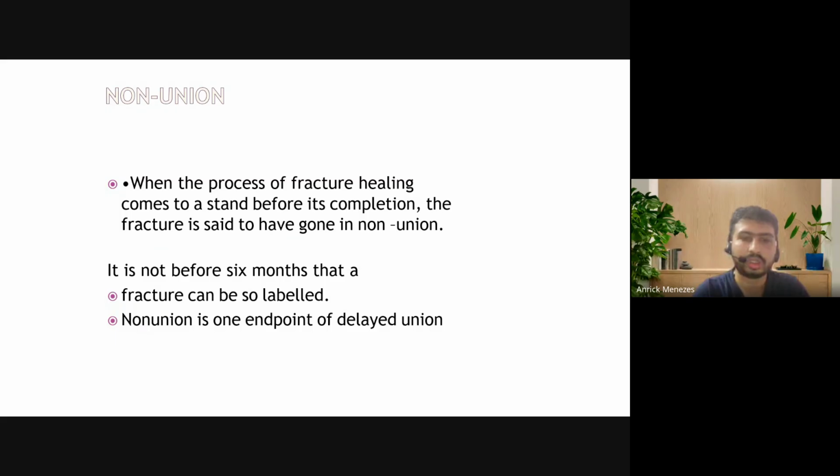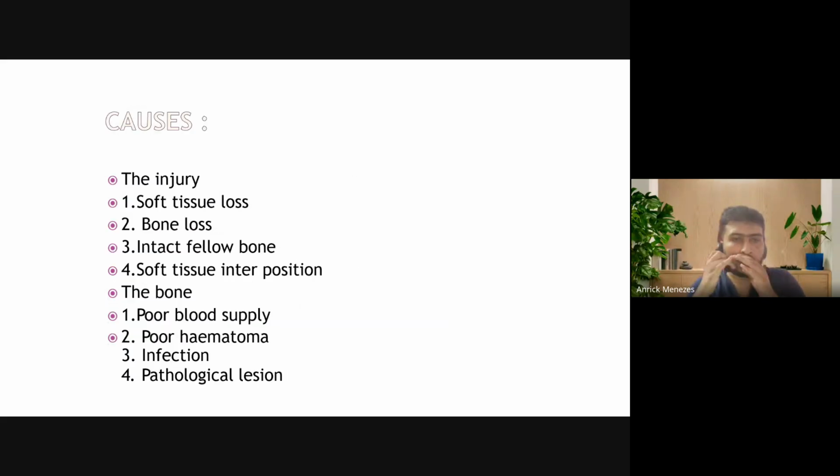So non-union develops: first it is called delayed union, then over a period of time, for a prolonged period, it is called non-union. The causes: the injury could involve soft tissue loss, bone loss, an intact fellow bone, poor blood supply, poor hematoma, infection, and pathological lesions.